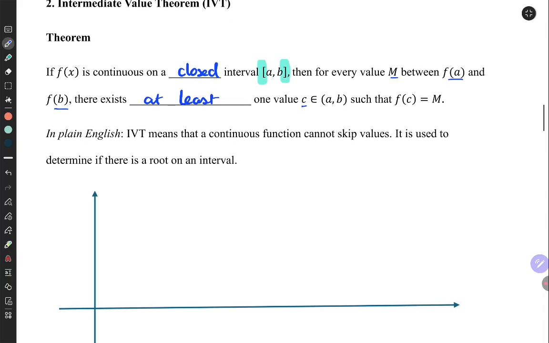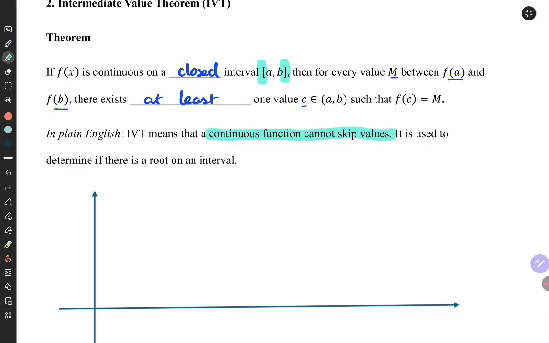Sounds really tripping, right? Theorems usually try to make the sentence sound fancy. That is the job of a theorem, to try to confuse you. But in plain English, this is what I want you to memorize: IVT means that a continuous function cannot skip values. That's it. That's what we have actually been studying so far.